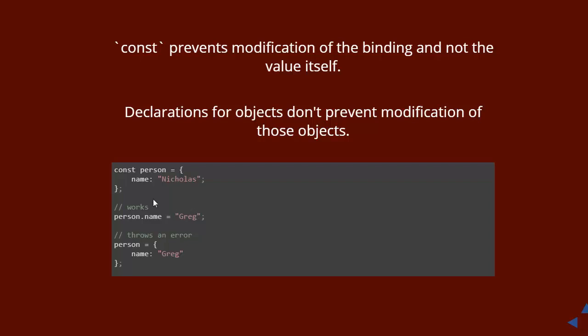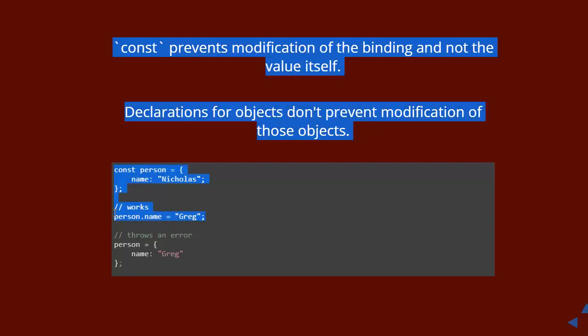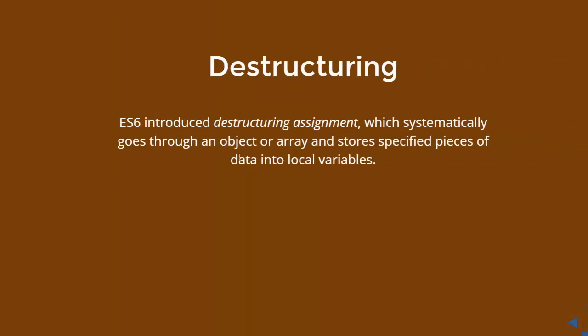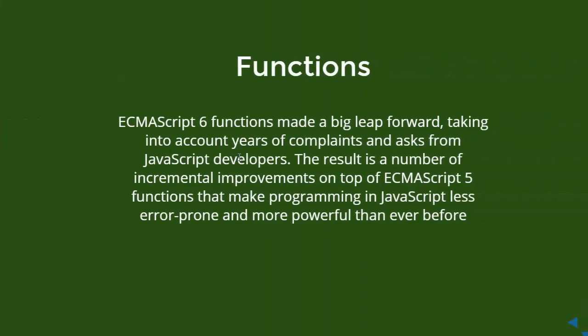So this is some exception you need to take a look at. Person dot name Greg. If you try to modify some property of that const object, then it will work. But you cannot assign the person with some other object. Person dot name you can assign, but you cannot assign the person itself with a new object. Okay, let's move to the functions.